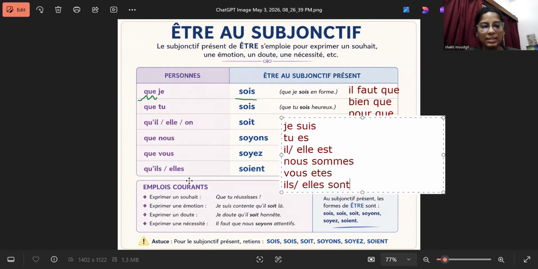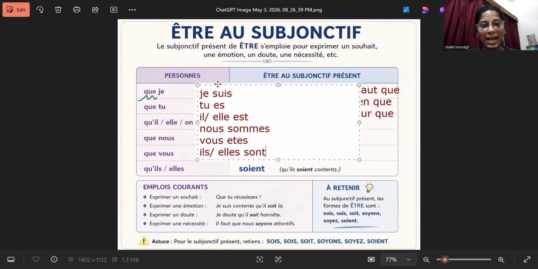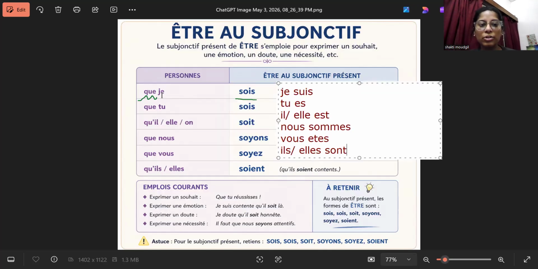But when we conjugate this in the subjunctive form, we add a que before all the pronouns: que je, que tu, etc. And the verb changes to que je sois, que tu sois, qu'il, qu'on soit, qu'elle soit. Que nous soyons, que vous soyez.